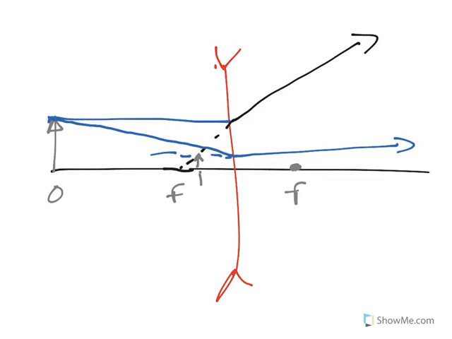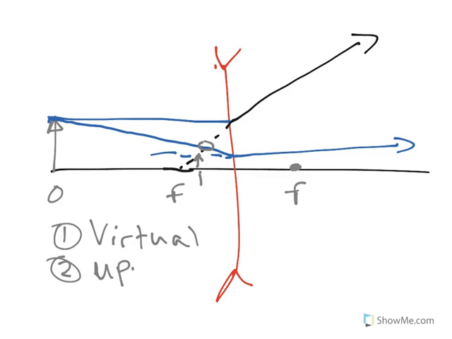Alright, remember that this can't make an image because if a solid line crosses a dotted line, nothing happens. So we get our image form right there. The first one is going to be a virtual image. It's going to be upright, and it is going to be smaller.